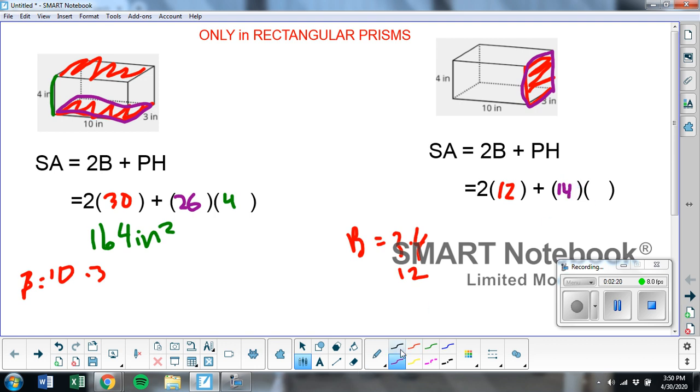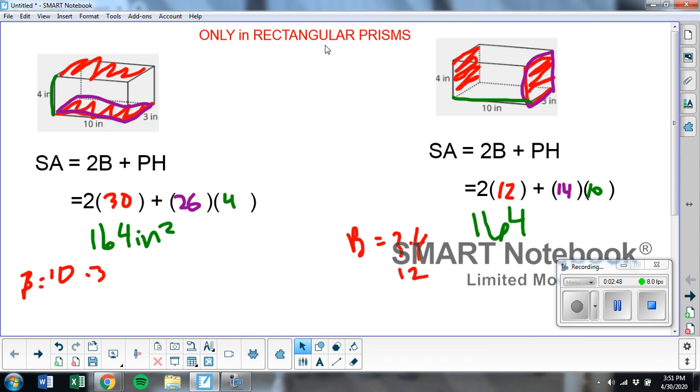And finally, the height is the distance from one base to the next. So that's going to have to be to this back base here. And how far apart are those? 10. When I multiply that out, I get 164. So you can see you can do it a different way and still get the right answer.